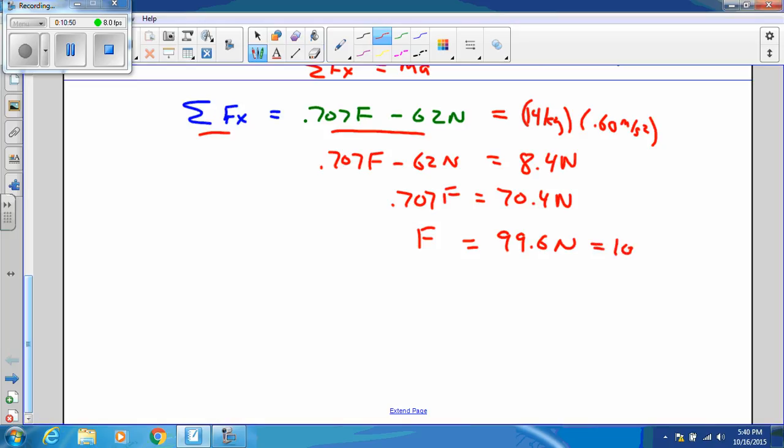Wait a second. That's going to be 100, but how do I write 100 with two significant figures? Aha! The only way to do that is with scientific notation. 1.0 times 10 to the second newtons. And having done this, we don't even need the sum of forces in the y direction.